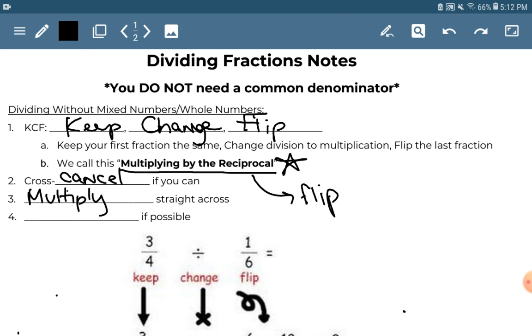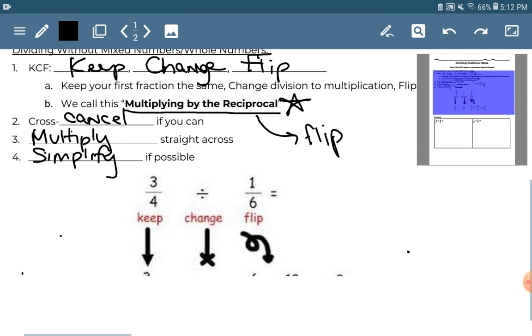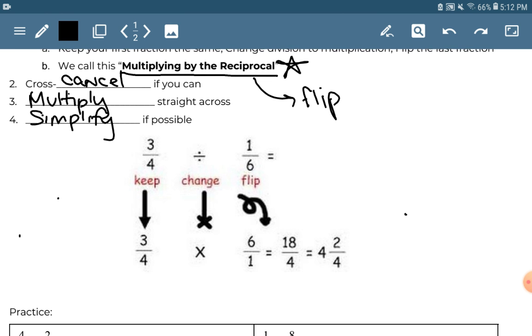Your fourth and final step, it's always what we check at the end with doing anything with fractions, is if we can, we are going to simplify our fraction. So we always check that at the end. So in this picture, it just kind of shows you the general steps.